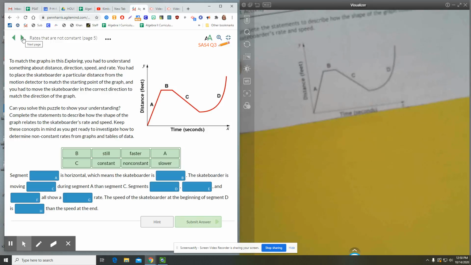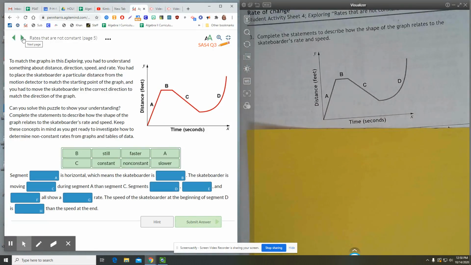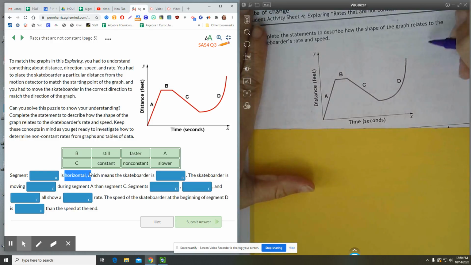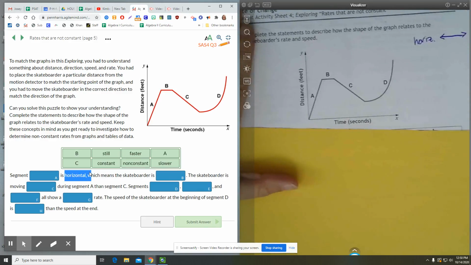Okay, so let's just pay attention. Let's look at this graph here and see if we can figure some stuff out. I want to try to match each section of this graph to some words here. They want to know which segment is horizontal. If you guys remember correctly, horizontal is a straight line from side to side. It's like looking at the horizon of the sun.